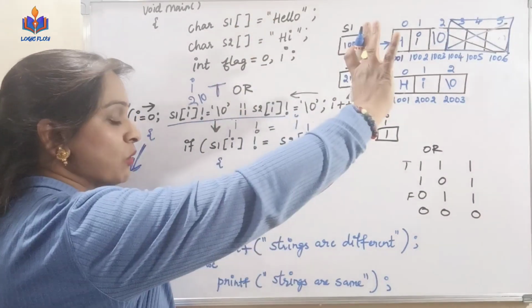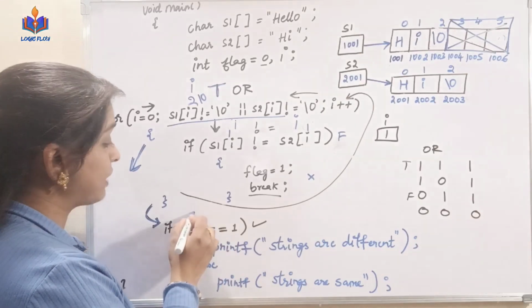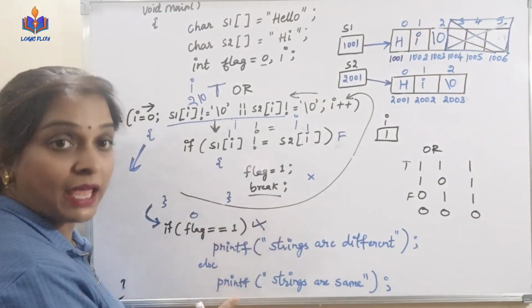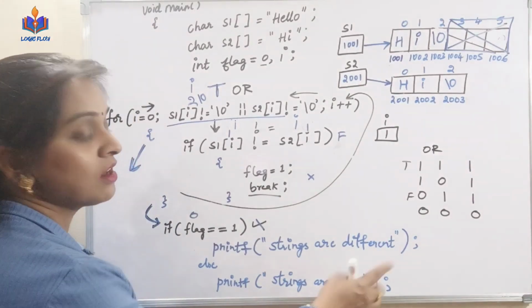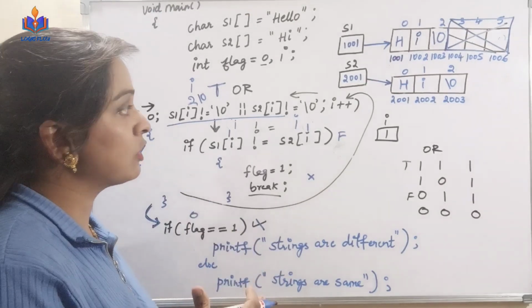Flag remains 0 itself. I just say, flag equal to 1? No. Flag value is 0. 0 equal to 1? No. Condition not satisfied. Come to the else part. Print strings are same. So hope you have understood this dry run of the program.